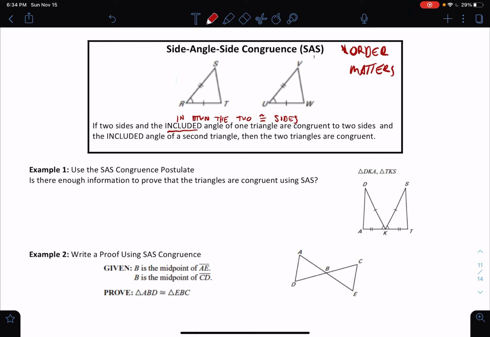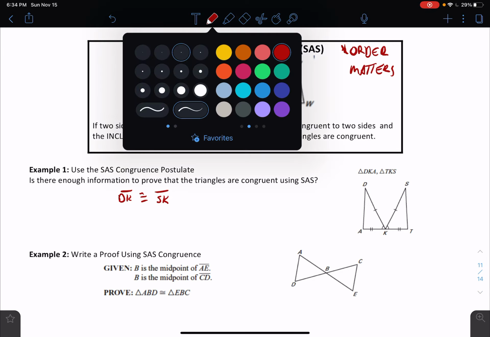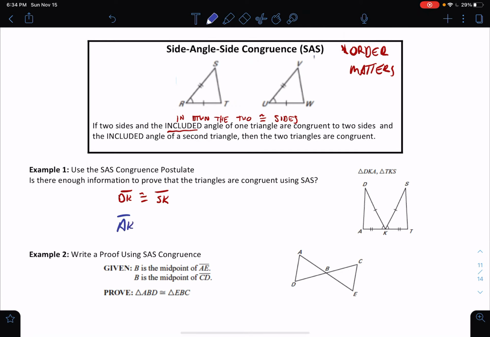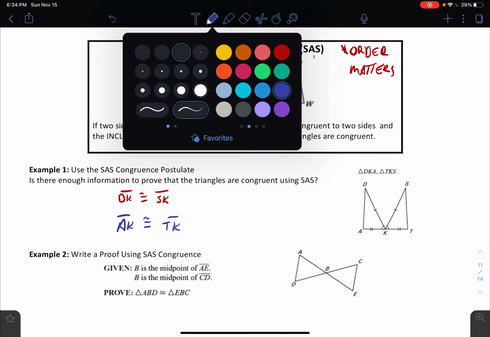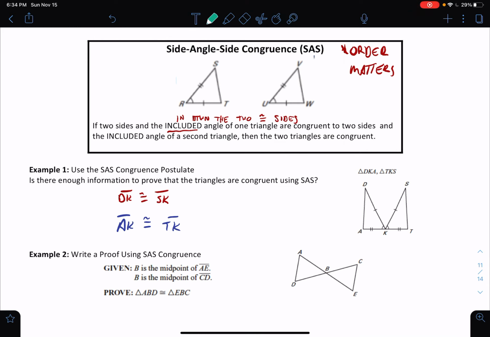All right, so we got one tick mark showing that DK is congruent to SK. We have two tick marks showing that AK is congruent to TK. And we have one angle swoop showing that angle DKA is congruent to angle SKT. And I had to be specific with that angle K because the vertex of K is talking about multiple angles.